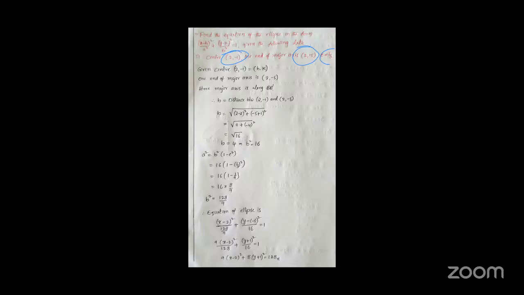So we have to find the equation of the ellipse in this form x minus h whole square by a square plus y minus k whole square by b square equal to 1. So in this case we have the center h comma k, it is given as 2 comma minus 1. So therefore h value is 2 and k value is minus 1. And also given one end of major axis is 2 comma minus 5.